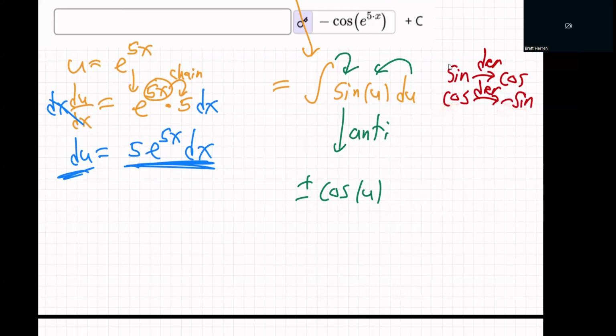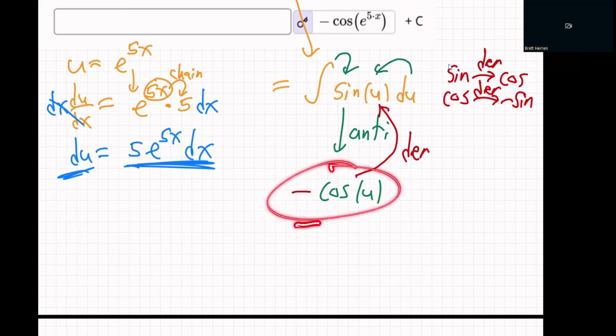Okay, so should it be plus or minus? Well, if I take the derivative of cosine, because remember, the derivative has got to go back. It's the opposite direction of the anti, right? The anti goes this way, the derivative goes back. So what's the derivative of cosine? It'll go back to negative sine. There's no negative there. So I need a negative here. Now it's right, because now the derivative of this, derivative of cosine, will be negative sine. The two negatives will go back to positive, won't they? See how that's correct? I just think it backwards.